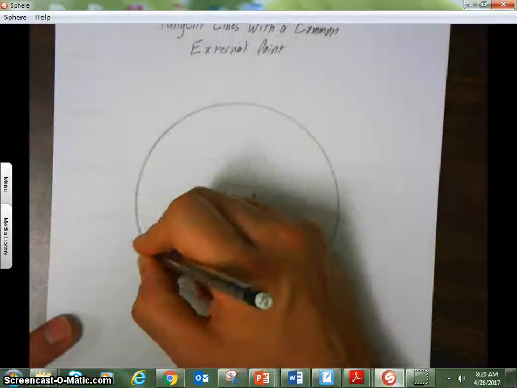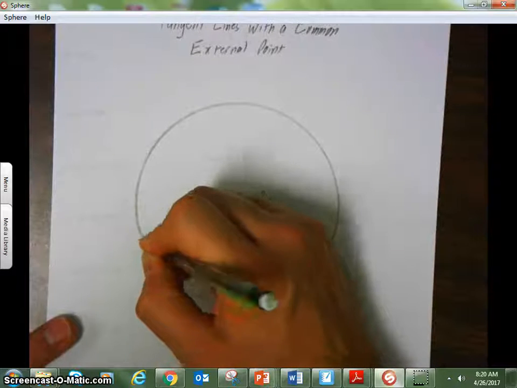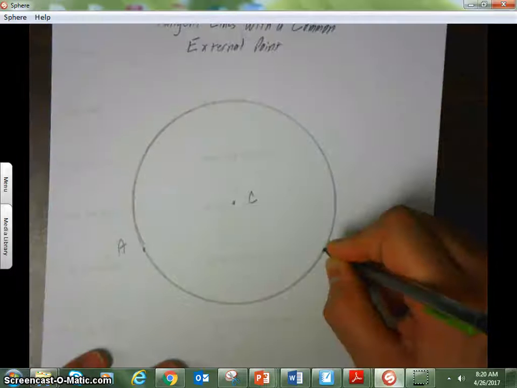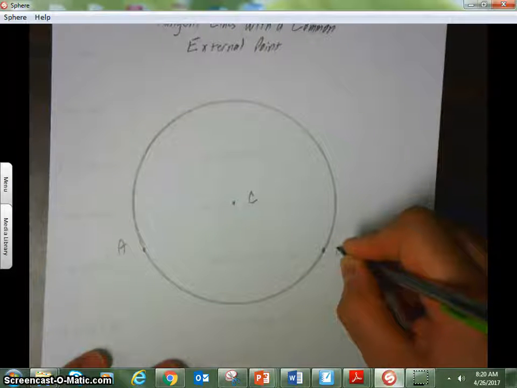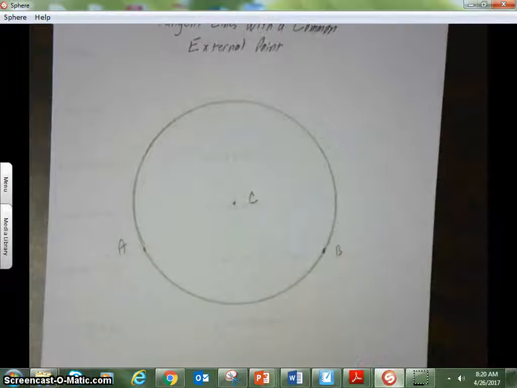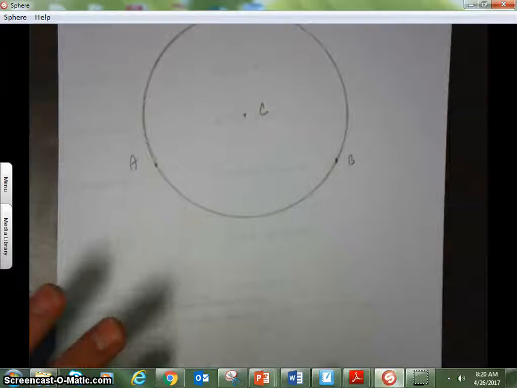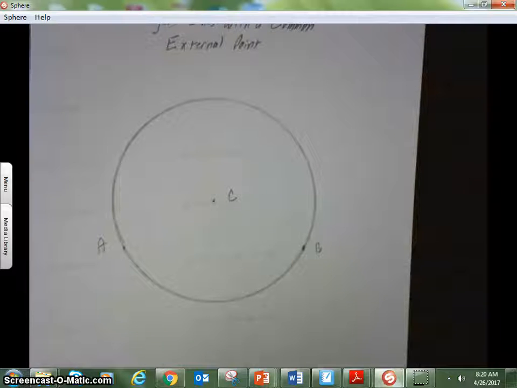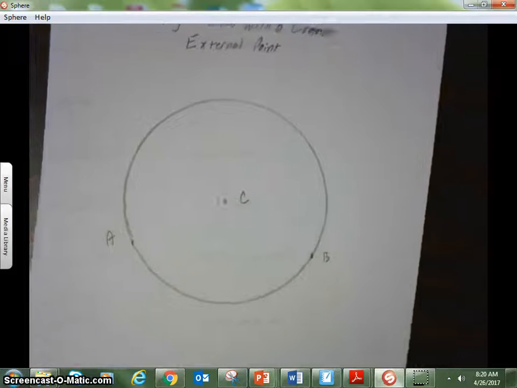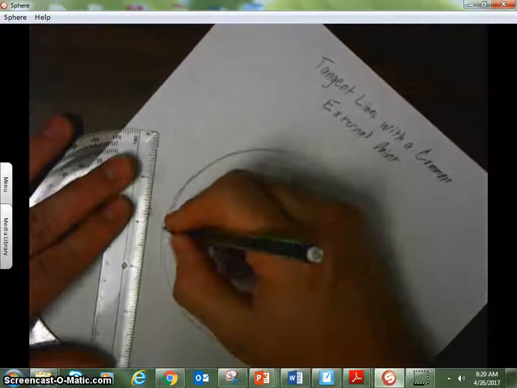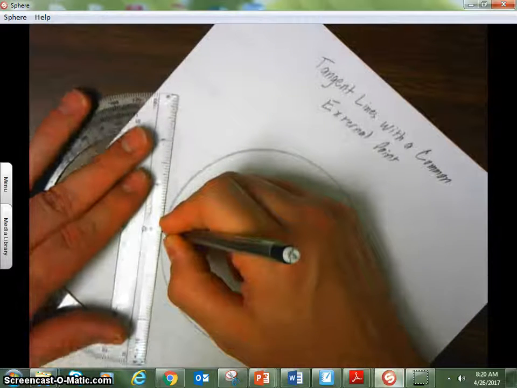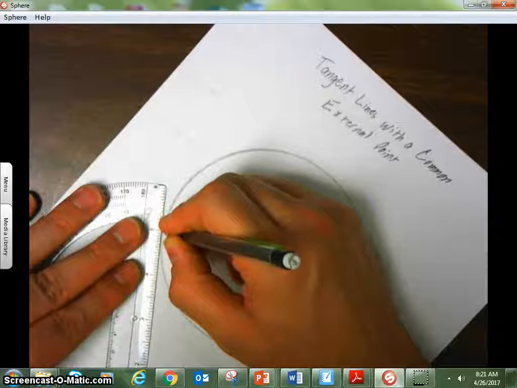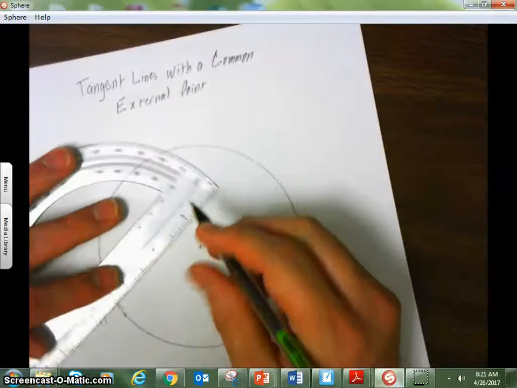And I'm going to pick a point here that I will call A, and I'm going to pick another point on the circle that I'm going to call B. Now you don't have to necessarily do it in the same way that I'm doing it. I just realize I have more space underneath my circle than I do on the sides, so that's what I'm doing here. I'm going to use my straight edge to make a line that is tangent to the circle, and really make sure that I make it tangent.